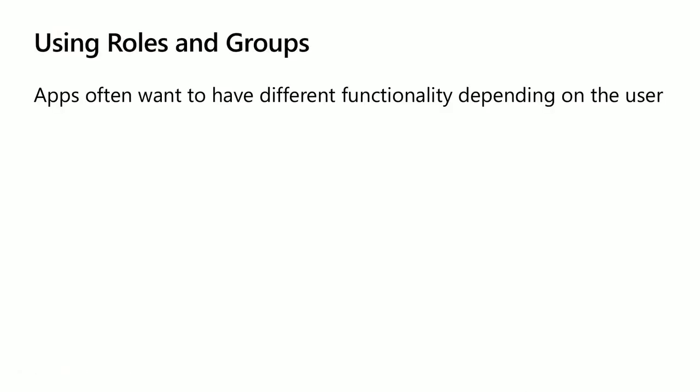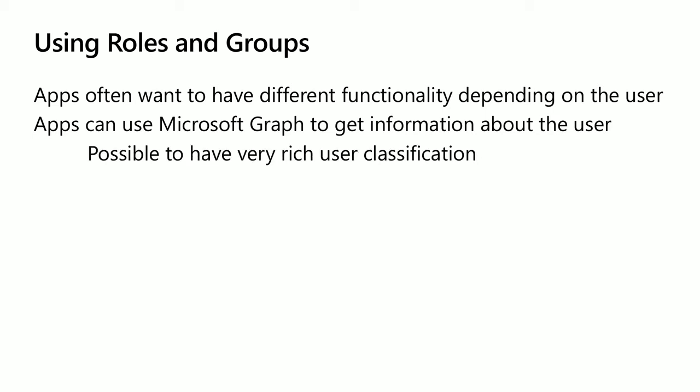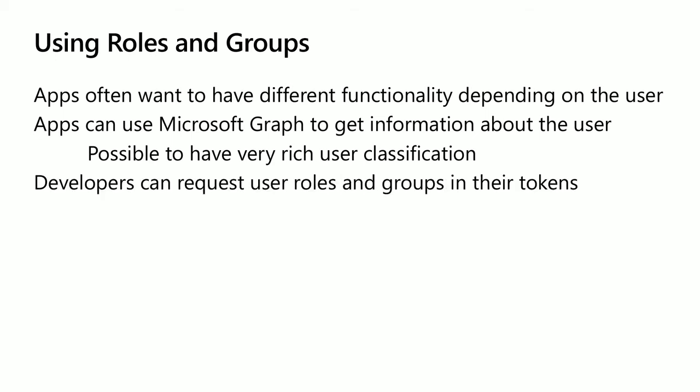Okay, so let's turn our attention instead to things that you can get inside the token. So one of the things a lot of applications want to do is have different functionality depending upon who the user is, right? So one way you could do this is you could use Microsoft Graph. If you use the full power of Microsoft Graph, you could do all kinds of things like look for the user's group, look for other attributes, look to see if they have a particular file in their OneDrive, who knows. You could drive a very rich user classification because you have access to all the data of Microsoft 365 there.